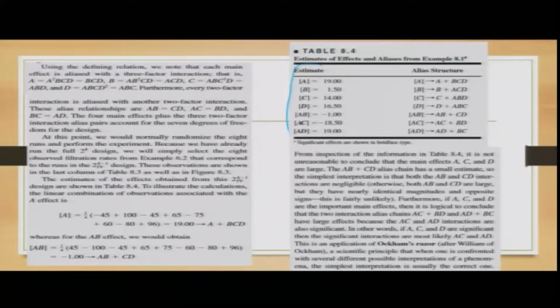So, you have estimated values of A. This A does not mean A only, it is a combination of A, B, C into whatever levels we have taken. So, the estimate of A is 19, the estimate of B is 1.5. Similarly, if you go down, the estimate of D is 19, and the alias structure which is given basically means A has a combination of effect of A separately and B, C, D taken separately. If I consider the effect of B, it is basically the effect of B separately and A, C, D separately.